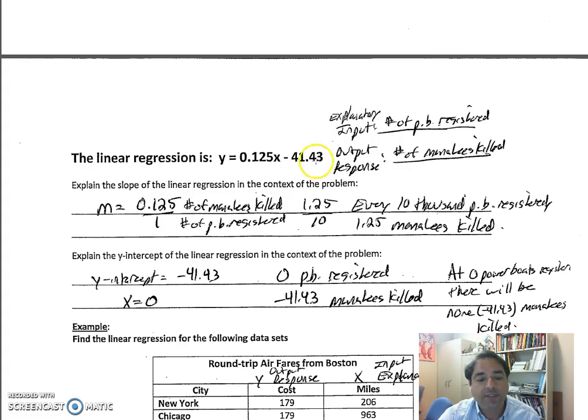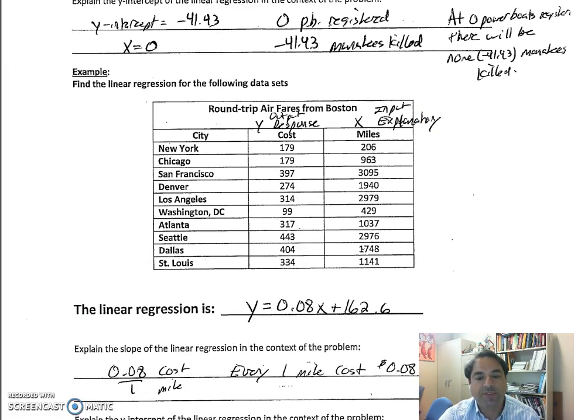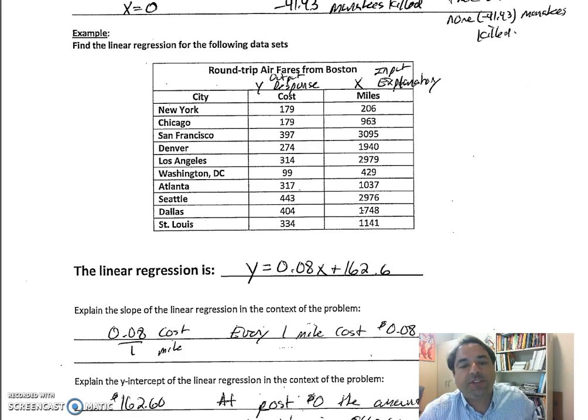Output over input. How do you explain the y-intercept? It's when x is 0. So we have an example here. We'll use this as a review example. We'll start from scratch. So first of all, we read the information. It says the round-trip airfares from Boston. We have different cities here. We have cost and we have miles.